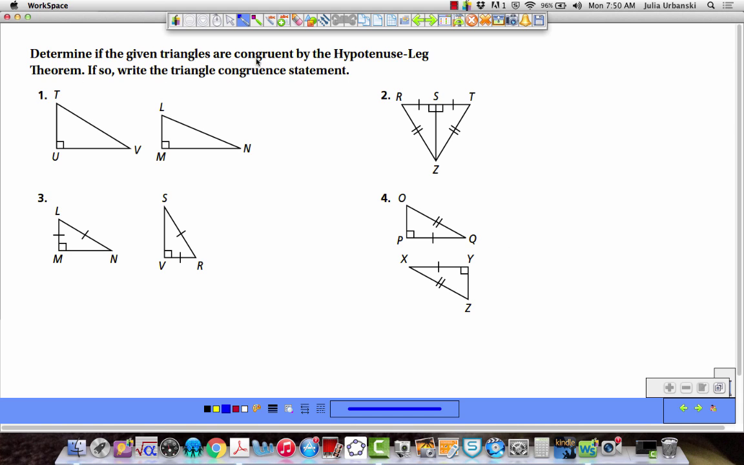Determine if the triangles are congruent by the hypotenuse leg theorem. So write the triangle congruent statement, meaning the order of the letters as they go. So this one, we have right angles. Do we have any information about the hypotenuse? Any markings, any numbers, any reflexive, anything like that? You have the right angles, but you know nothing about the hypotenuse, right? So in this case, it's going to be no. These cannot be proven congruent by the hypotenuse leg.